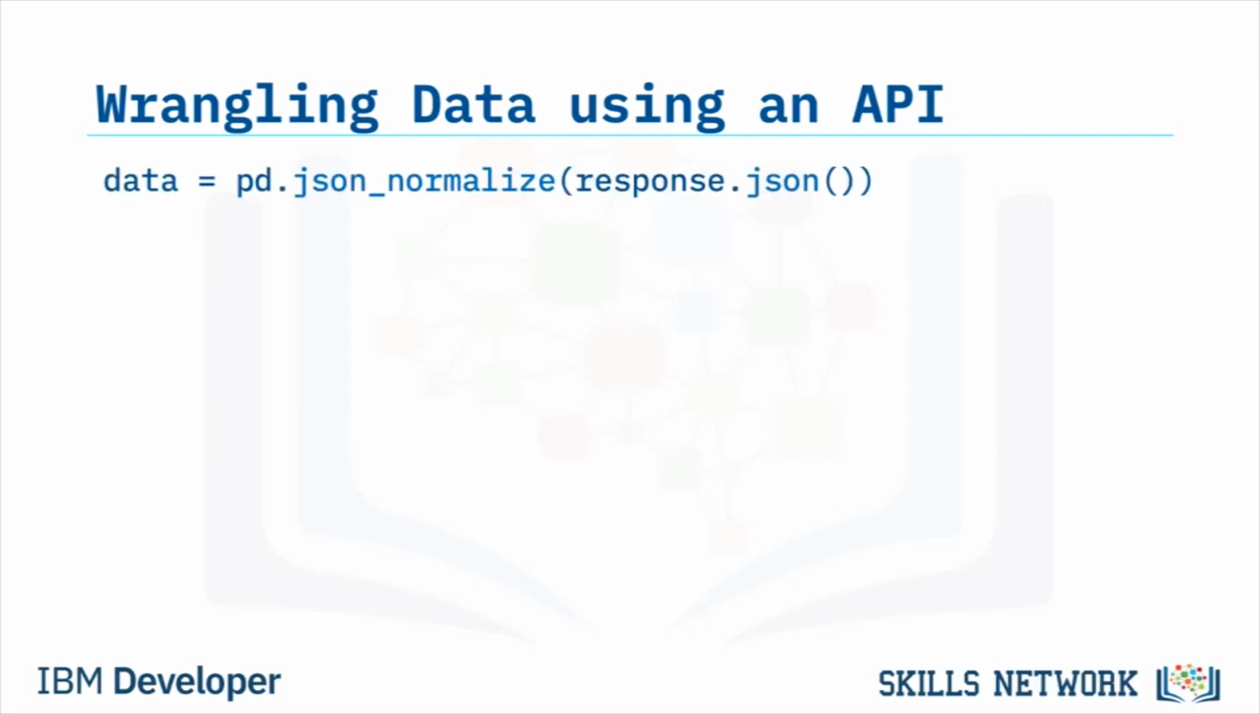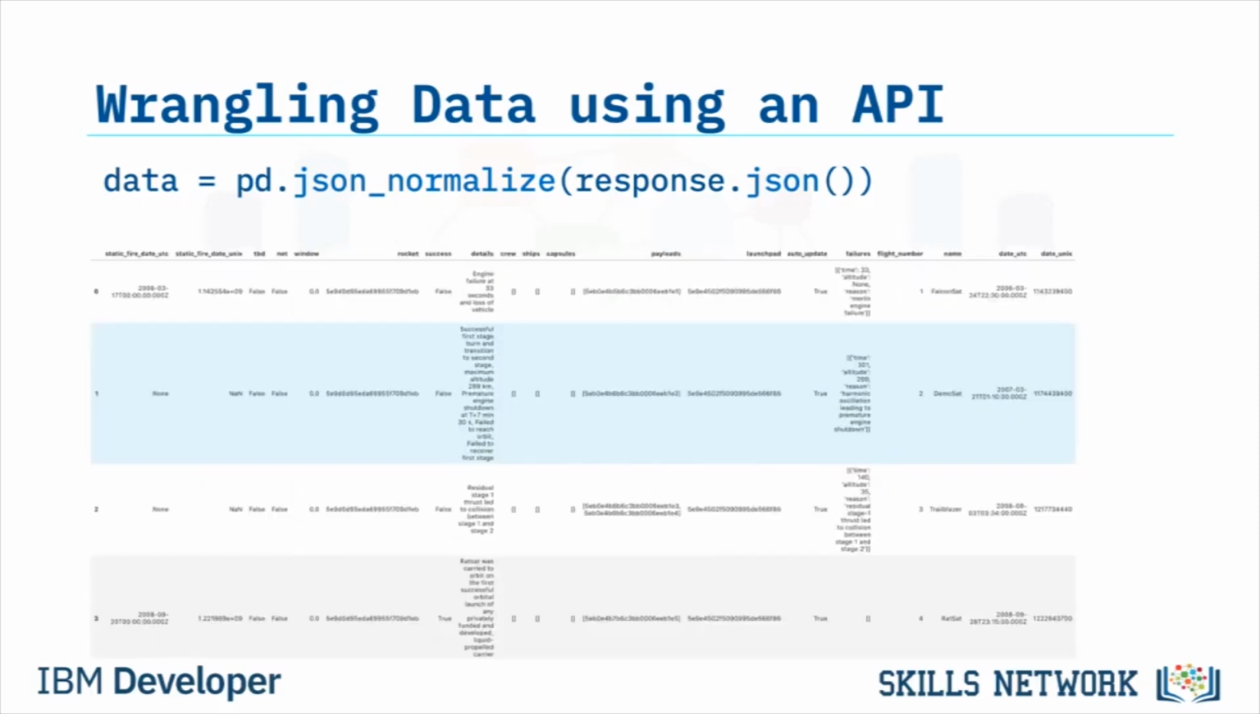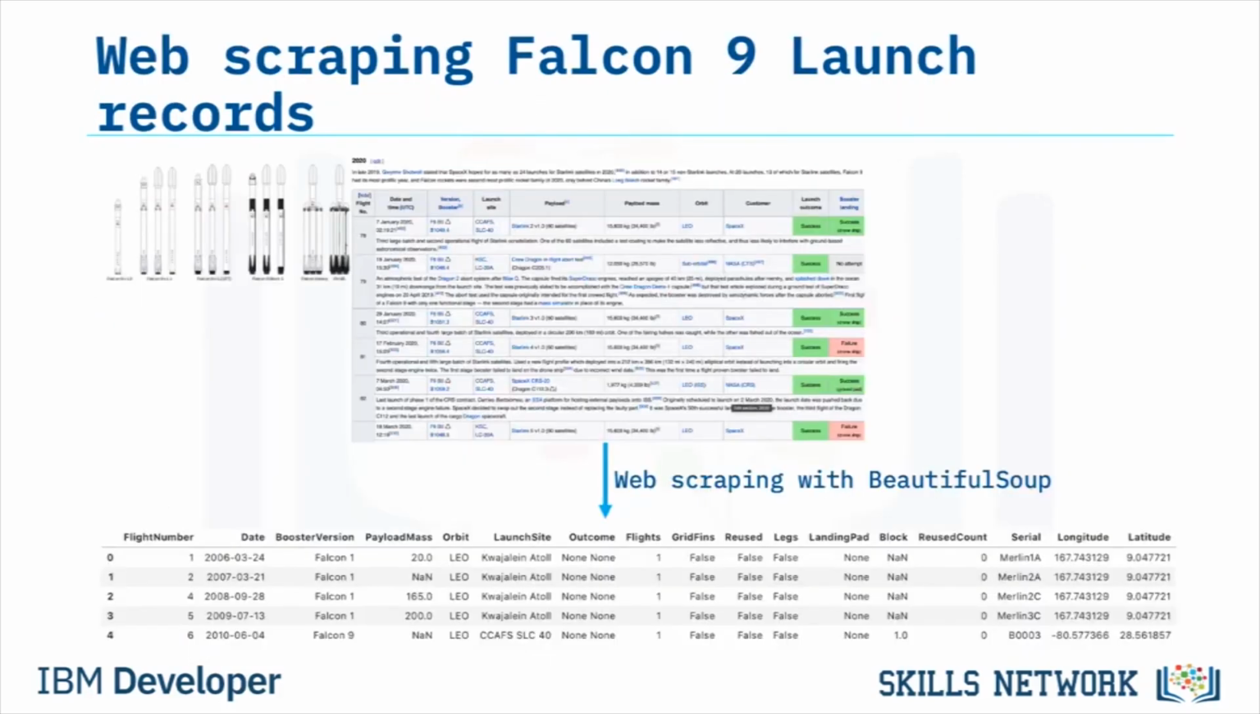To convert this JSON to a data frame, we can use the json_normalize function. This function will allow us to normalize the structured JSON data into a flat table. This is what your JSON will look like in a table form. Another popular data source for obtaining Falcon 9 launch data is web scraping-related wiki pages. In this lesson, you will be using the Python Beautiful Soup package to web scrape some HTML tables that contain valuable Falcon 9 launch records.